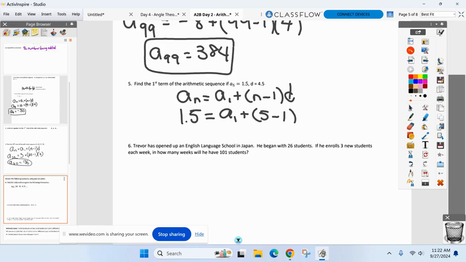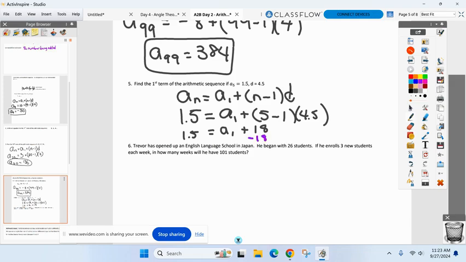What is it? 4.5. All right. Now you can't just plug it into your calculator like the last couple. Get A1 by itself. What does this part over here give you? 5 minus 1 and then times 4.5. Is it 18? Okay, confirm it. That's 18. Subtract 18 on both sides. So I get A1.